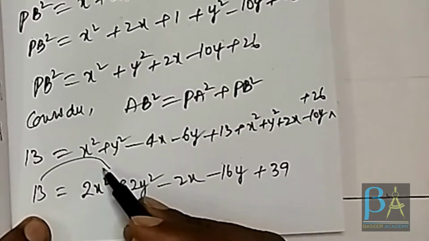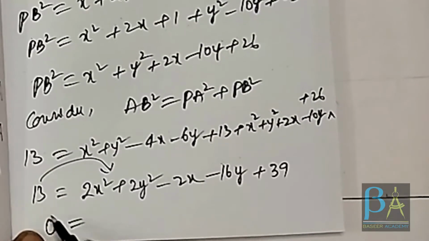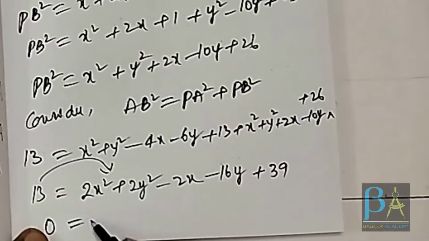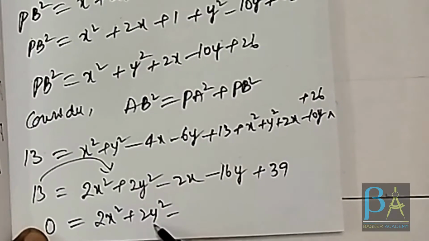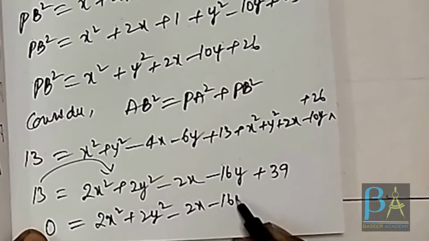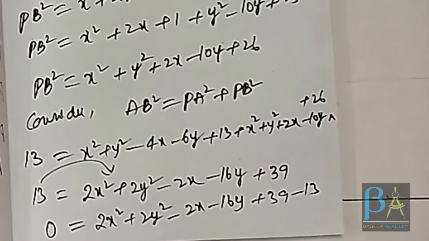Now plus 13, let me transpose it to the right hand side and make it minus 13. So nothing would remain on the left hand side, so I'm just left with a 0 on the left hand side, because I'm transposing 13 to the right hand side. Now plus 13, if I transpose it to the right hand side, it becomes minus 13.